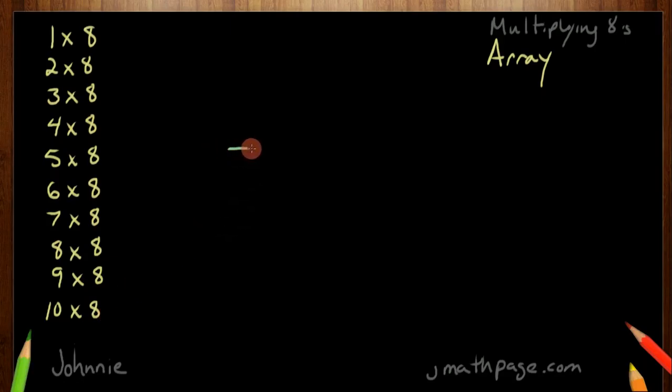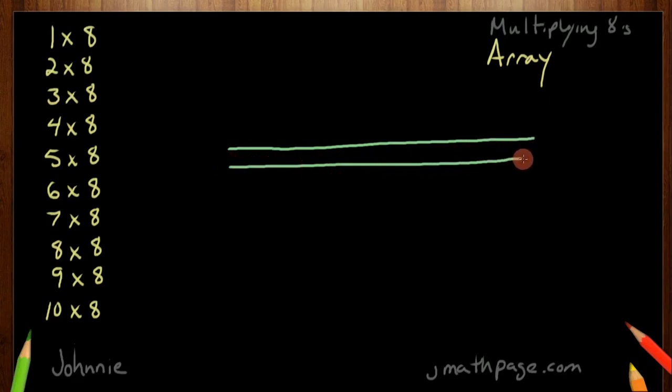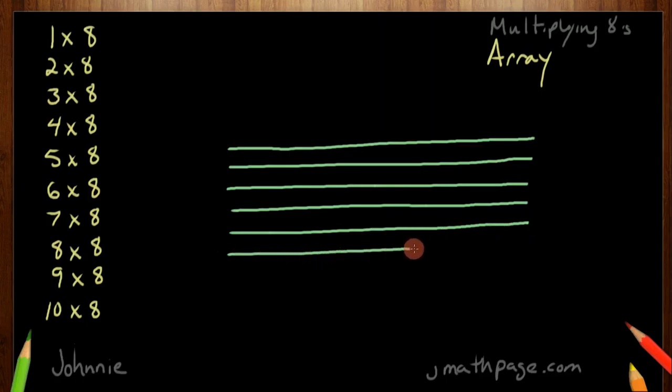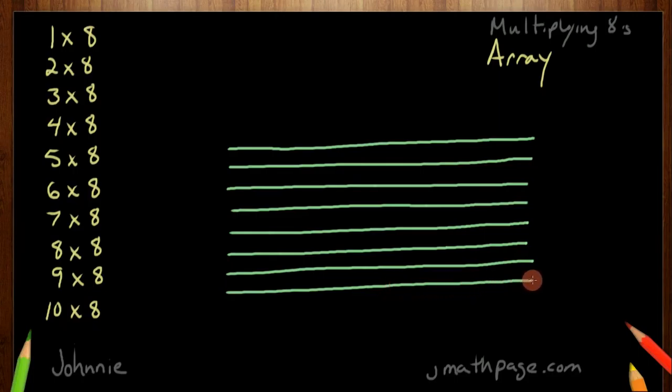So I'll get started. 1, 2, 3, 4, 5, 6, 7, and one more, 8. So let's make sure we have them. We have 1, 2, 3, 4, 5, 6, 7, and 8. So we have 8 rows.